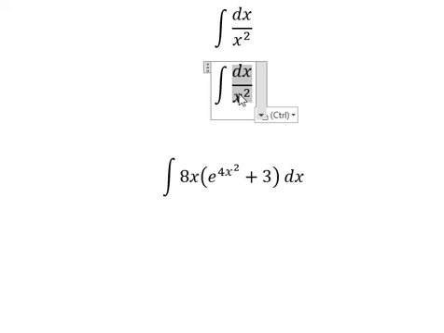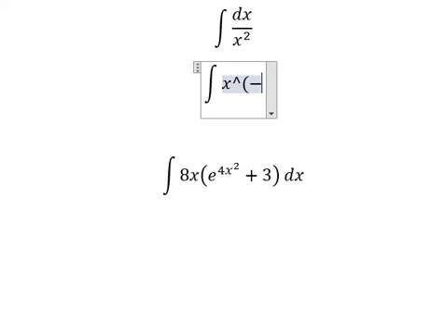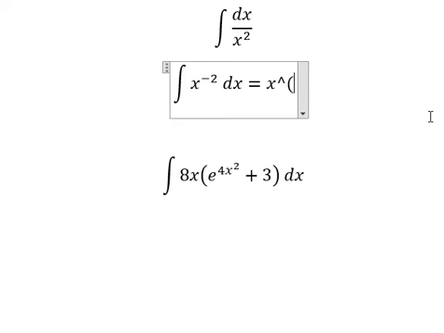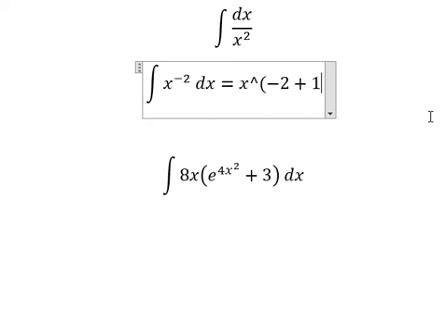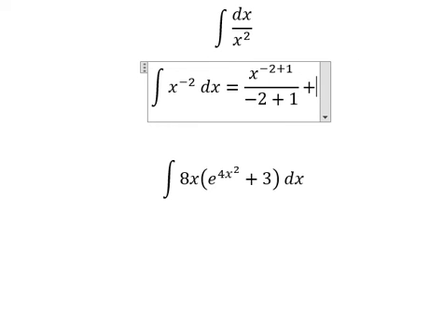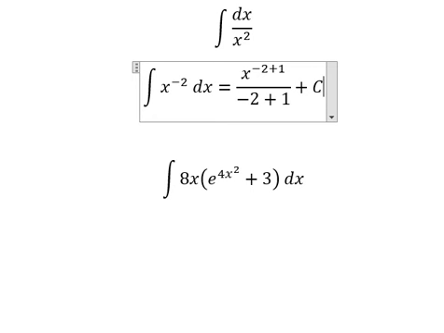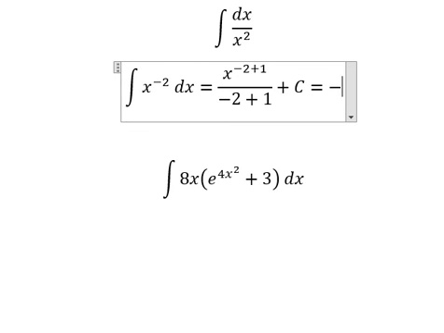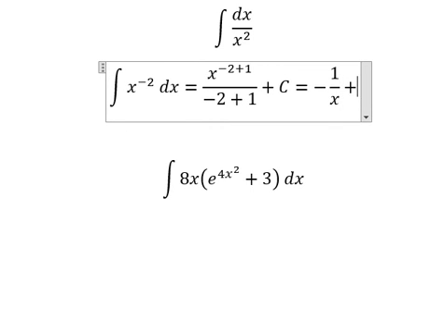About this one, we can put the integral of s to the power of negative 2 ds. And now we have the final answer. That should be s to the power of negative 2 plus 1 over negative 2 plus 1, and then we put c. We simplify and you get negative 1 over s.